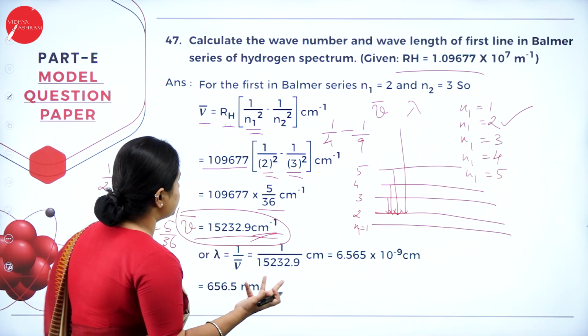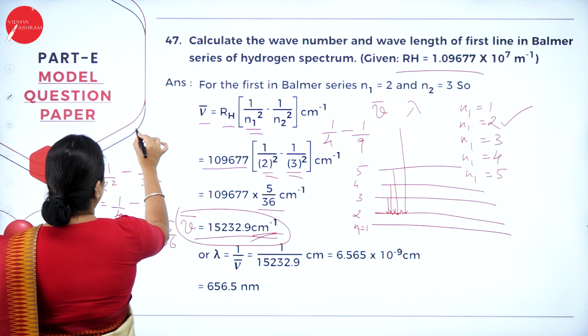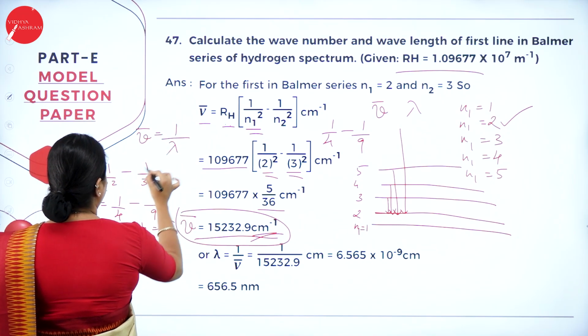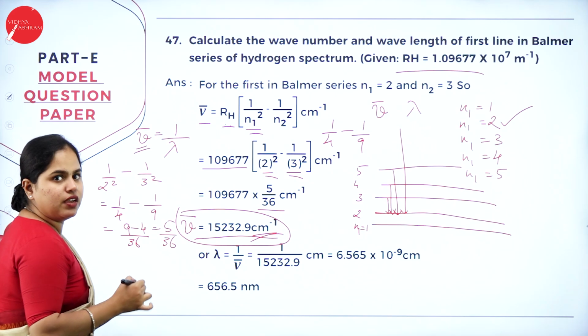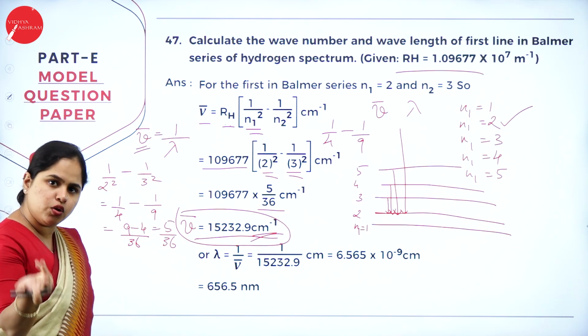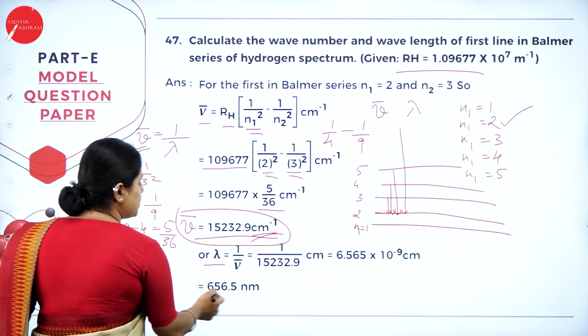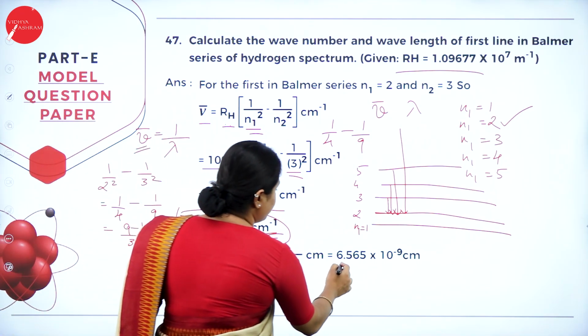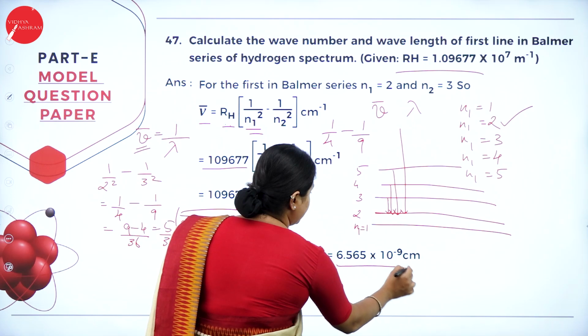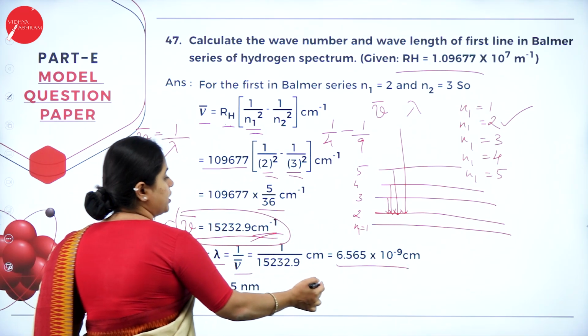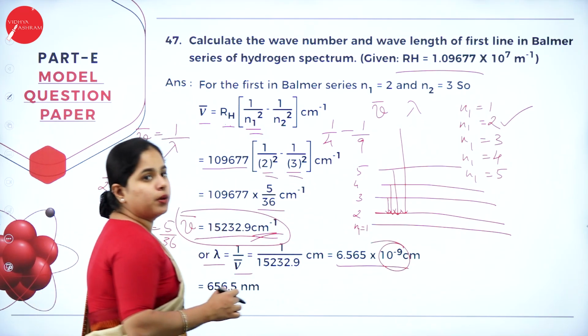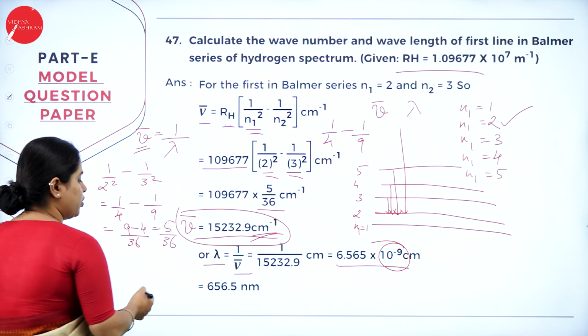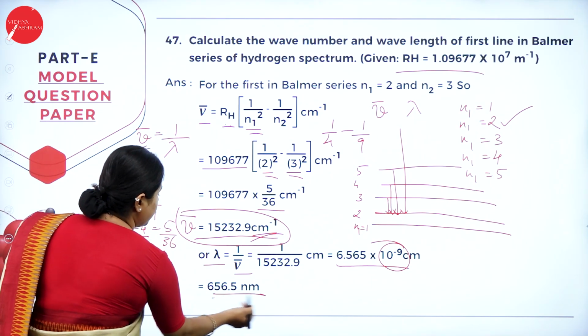So, what is the relationship between wave number and wavelength? It is nu bar is equal to 1 by lambda. You already calculated wave number, so if you take the inverse of that, you get the wavelength, right? So, lambda is equal to 1 by nu bar. The inverse of this value will give you 6.565 into 10 to the power minus 9. 10 to the power minus 9 is the prefix for nanometer, right? So, you can write it as 656.5 nanometer also.